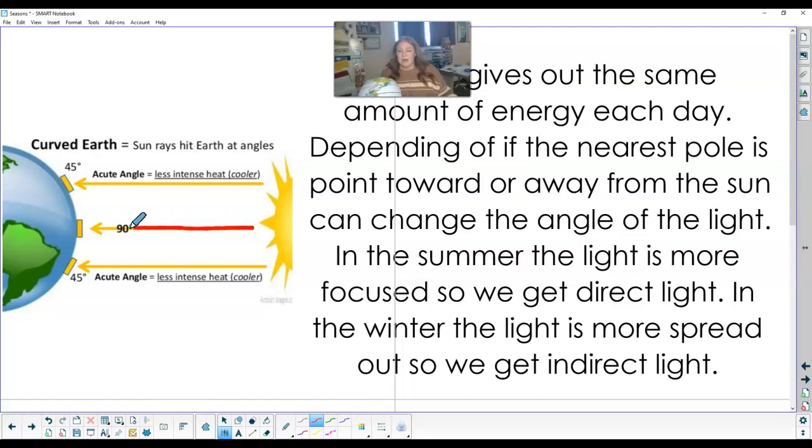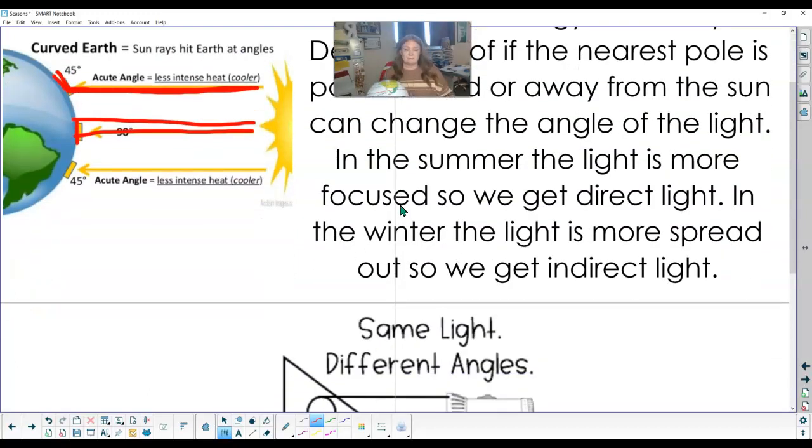So this is direct sunlight, right? It's that flat on. But here, towards the poles, it hits and then it has to spread to cover that area. All right, this just hits it and it covers it, where this hits and it more has to spread, and we're going to call that indirect sunlight.